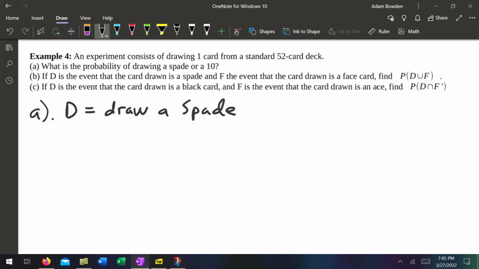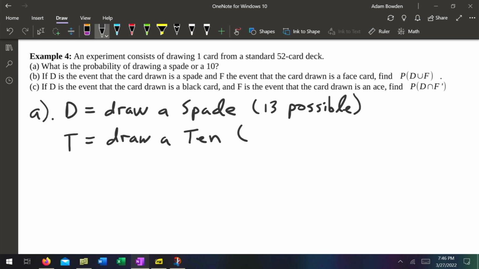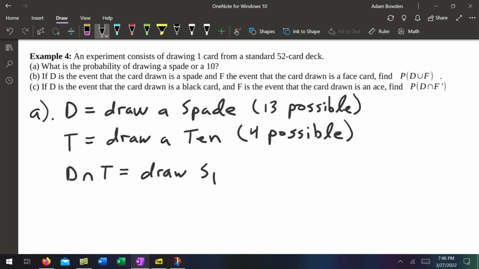How many different outcomes are there for drawing a spade? Well, there are 13 possible outcomes out of the deck of 52 for drawing a spade. Let's let T stand for the outcome of drawing a 10. How many different 10s are there in the deck? Well, there are 4, so there are 4 possible here to draw from the deck. And what we're going to try to find here is the probability of both at the same time, or the probability of the intersection of D and T. So in other words, D intersect T is the event of drawing a spade and a 10.